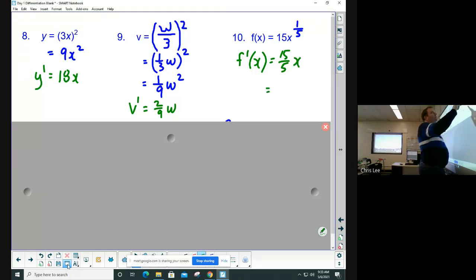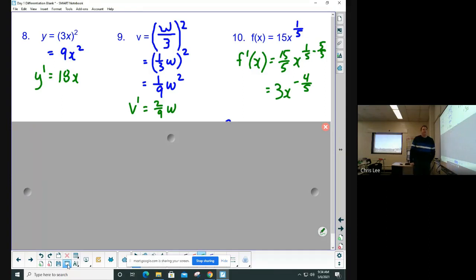So I'm going to deal with the something in a second. 15 over 5 is just 3, x to the something. Now the something says that it is 1 less, right? So I got to do 1/5 minus 1. Well, 1, when we're dealing with fractions, is actually 5 over 5. And so if we're subtracting, it's 1/5 minus 5/5 is negative 4/5.